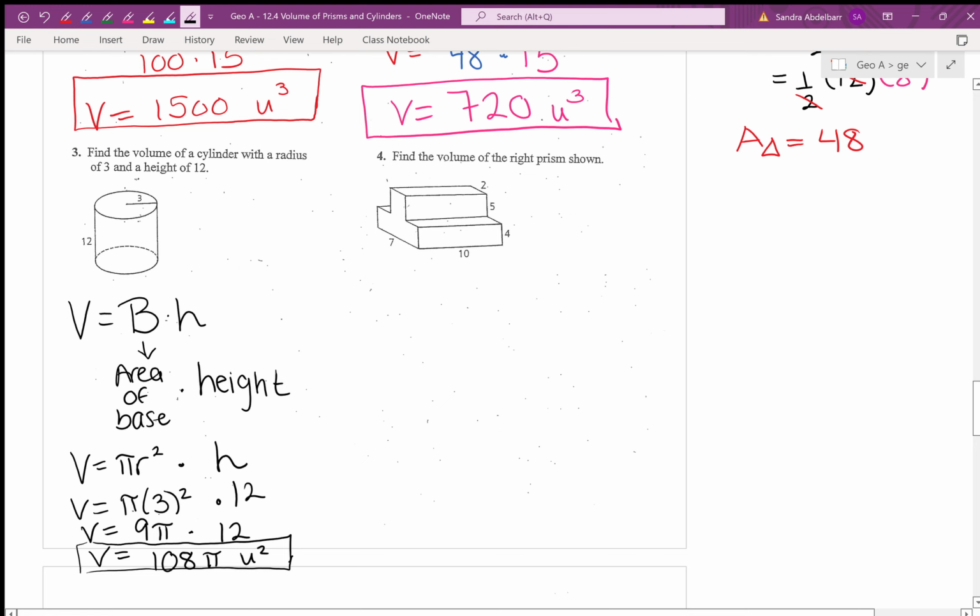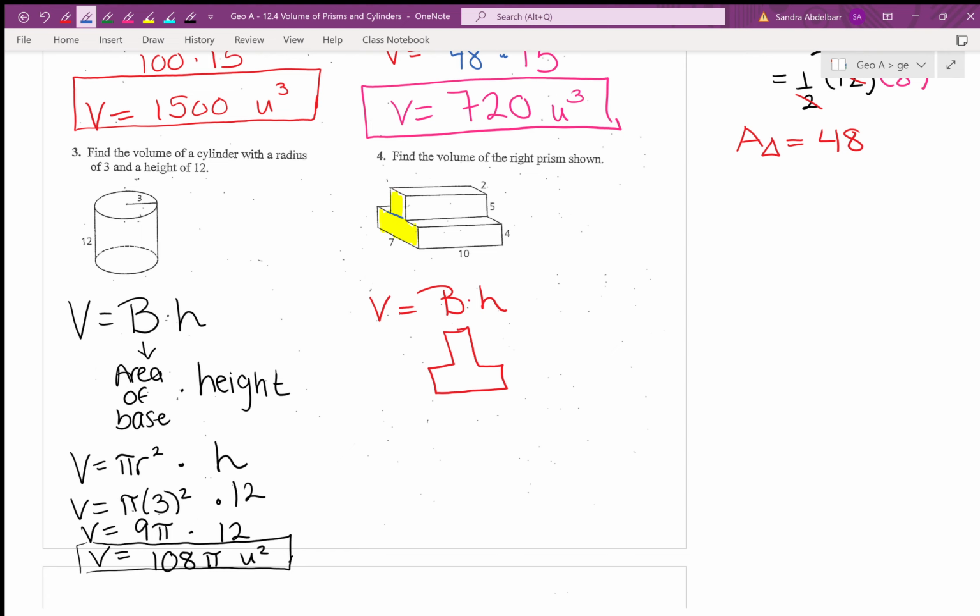Those like boxy T's, right? I'm going to highlight the base in yellow. Well, isn't the volume of any prism area of the base times the height? Is there a formula for area of a boxy T? No. So what I'm going to do is split this boxy T into 2 rectangles.